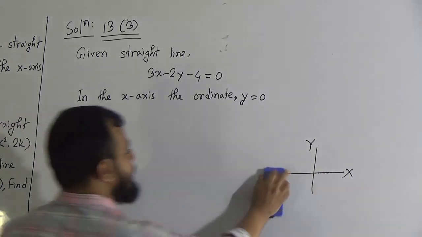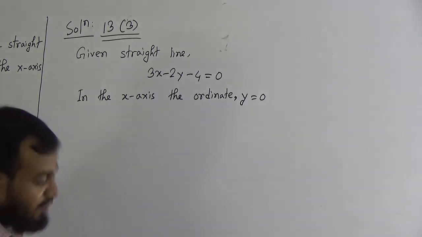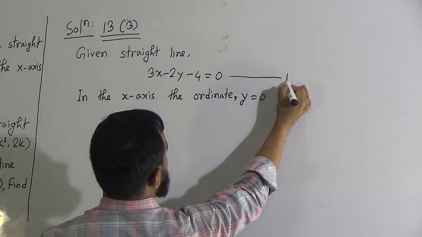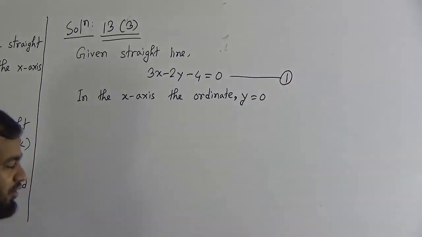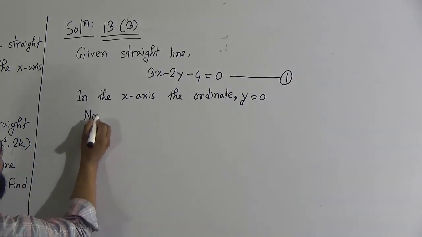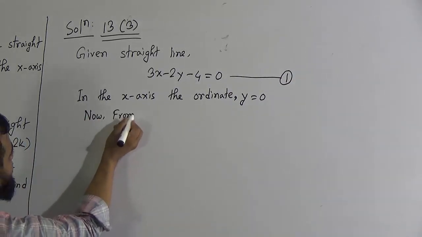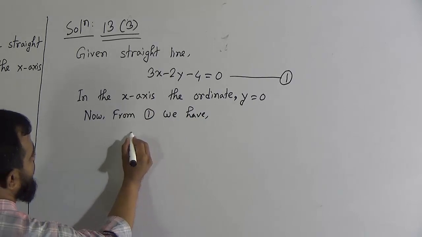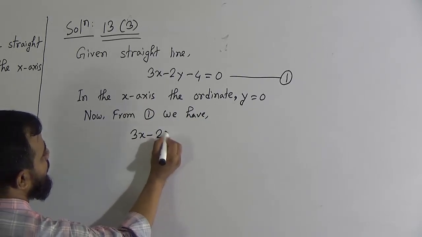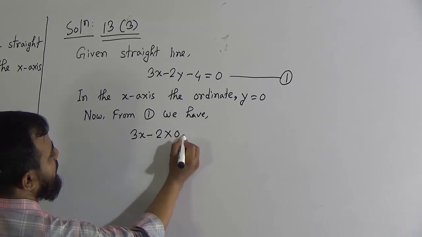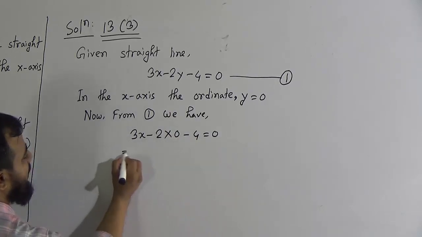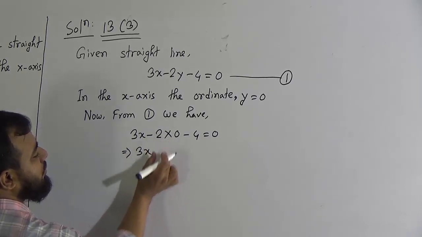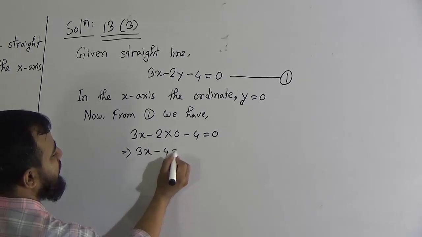Now if y equal to 0 on the x-axis, then put the value y equal to 0 in this equation. So we must give the equation number. This straight line is equation number 1. Okay, now from 1 we have 3x minus 2 multiplied by y, so it's 0, minus 4, that's equal to 0. This implies 3x, and 2 multiplied by 0 is 0, minus 4 equal to 0.